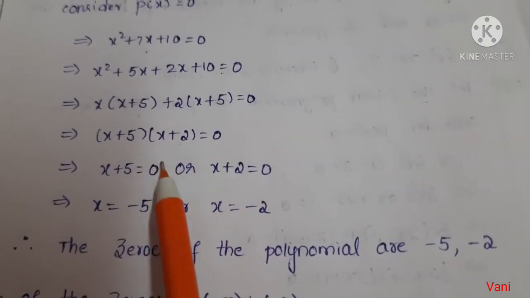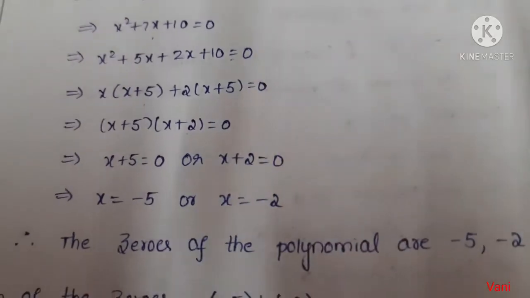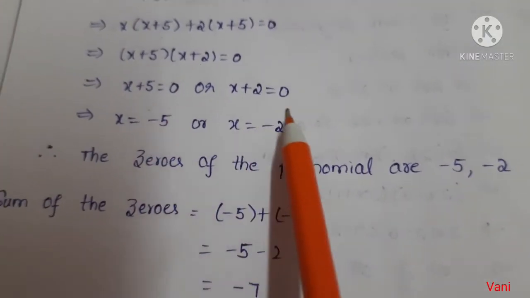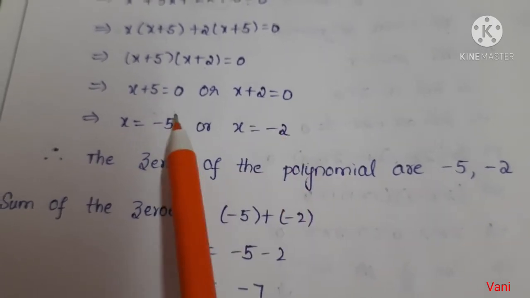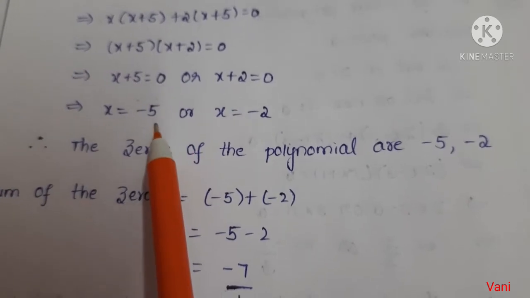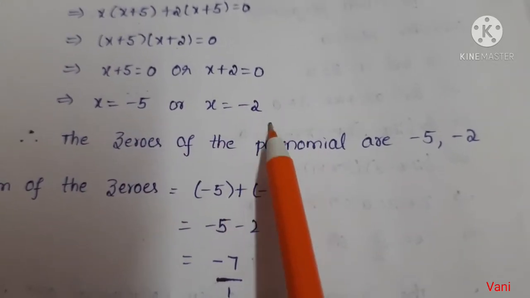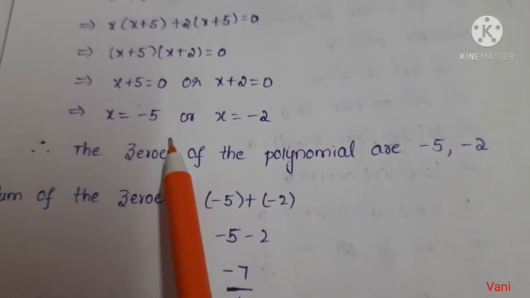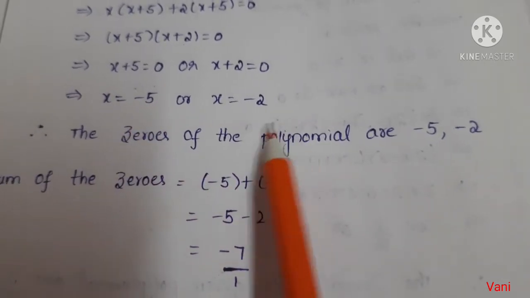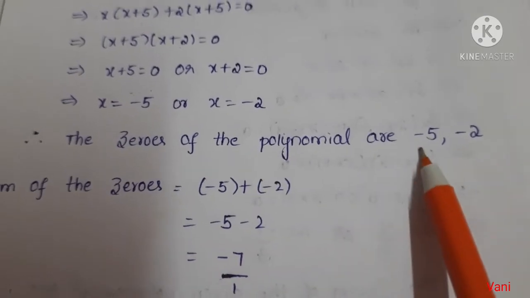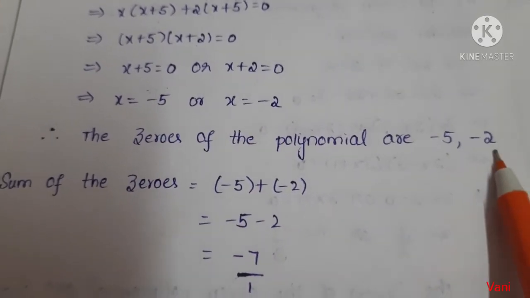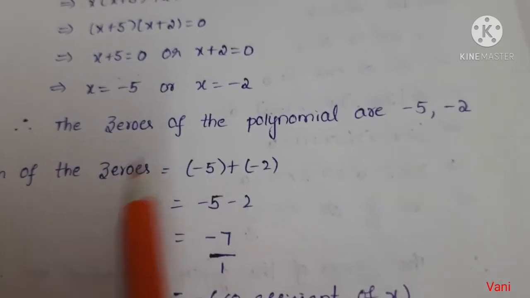The product of two factors is equal to 0 means any one of the factors should be equal to 0. x plus 5 is equal to 0 or x plus 2 is equal to 0. Plus 5 on transposition changes into minus 5, and plus 2 changes into minus 2. So x value is equal to minus 5 or x value is equal to minus 2. These x values are nothing but the zeros of the polynomial. So we got the zeros of the polynomial: minus 5 and minus 2.